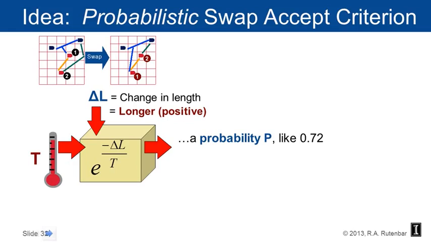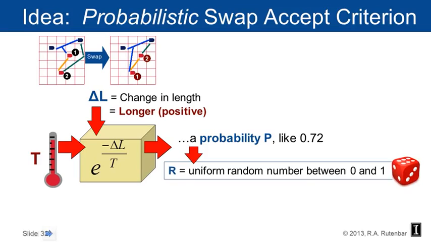So that number might come out to be something like 0.72. The way you think of that is, there is a 72% chance that I should keep this swap. 72% of the time I should keep this swap. 28% of the time, which is 1 minus 0.72, I should not keep this swap. I'm going to randomly keep this swap. How do I do that?